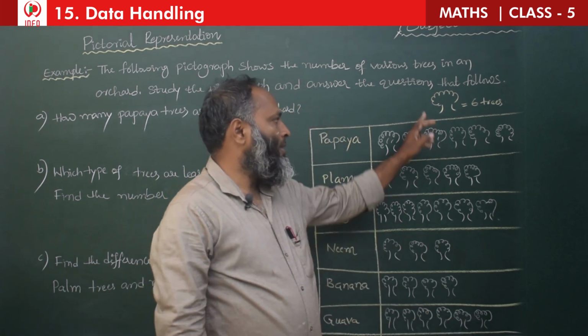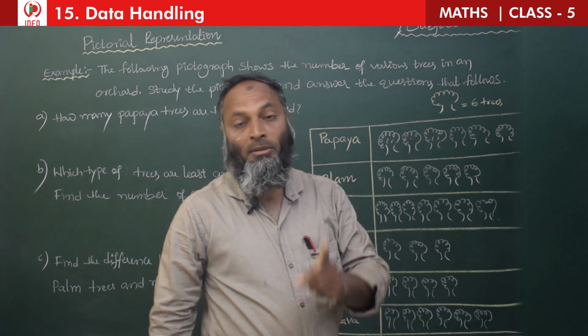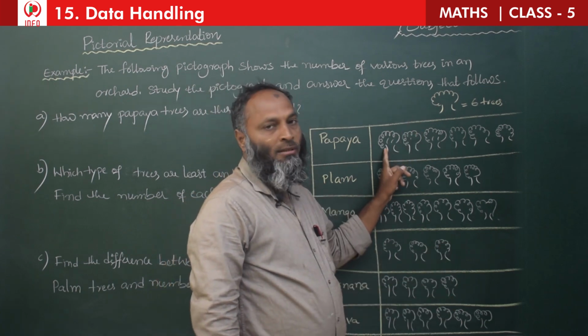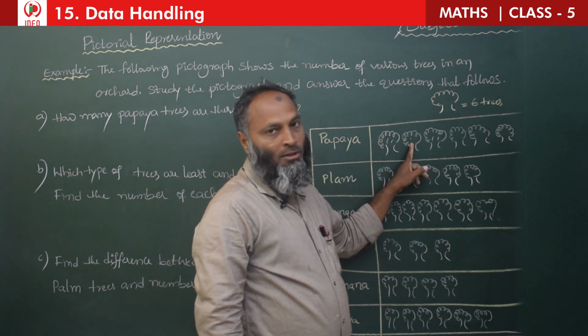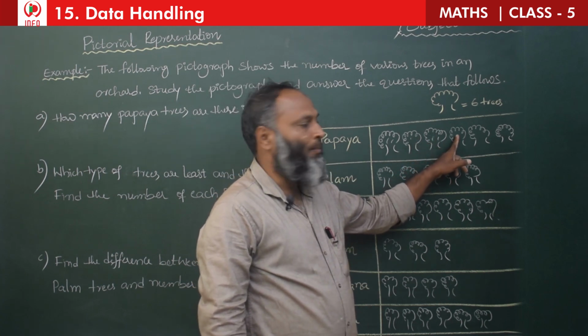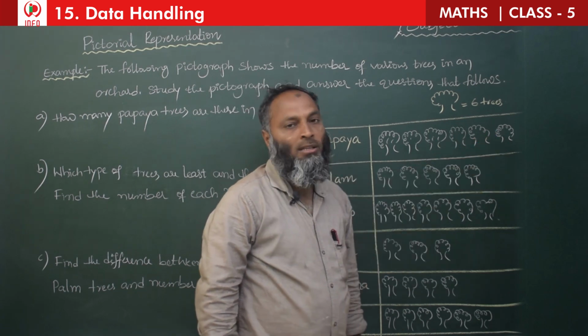Here, what is the scale given? If you draw one tree, it represents 6 trees. So 1 tree is equal to 6 trees. If 2 trees are there, 12. 3 trees, 18. 4 trees, 24. 5 trees, 60. 6 trees, 66.